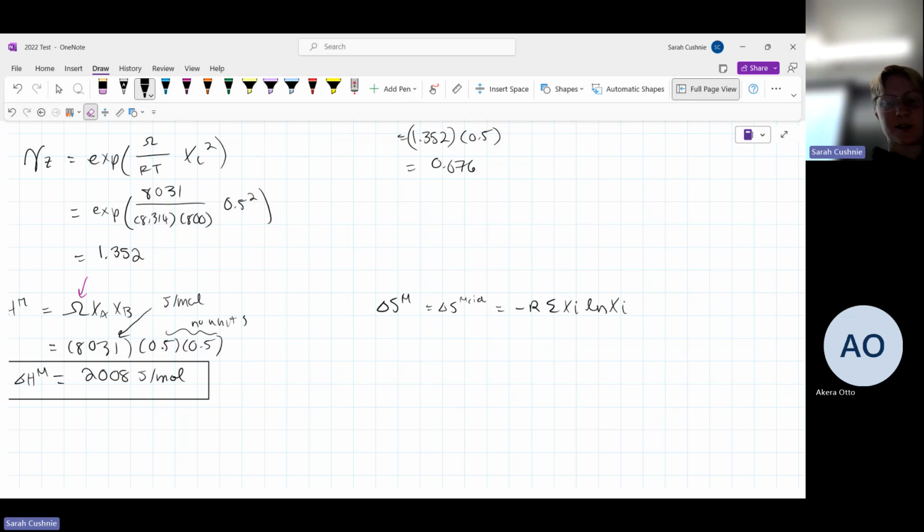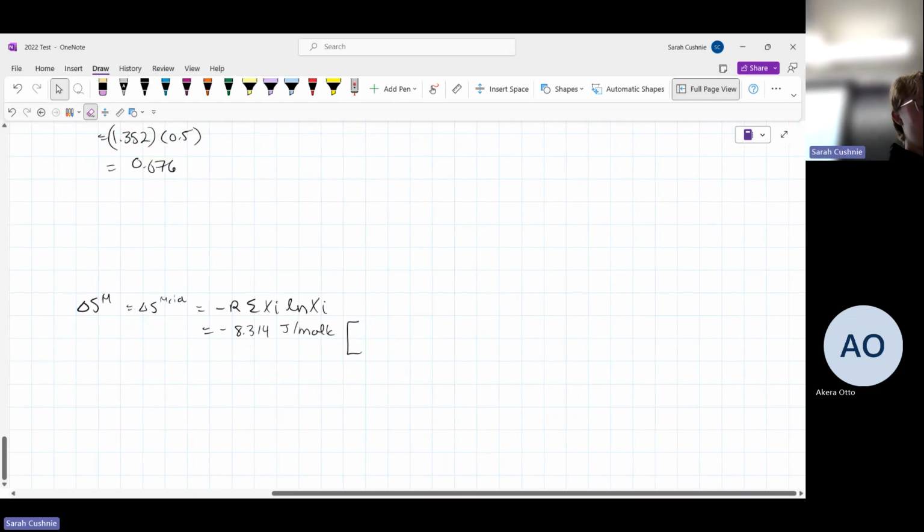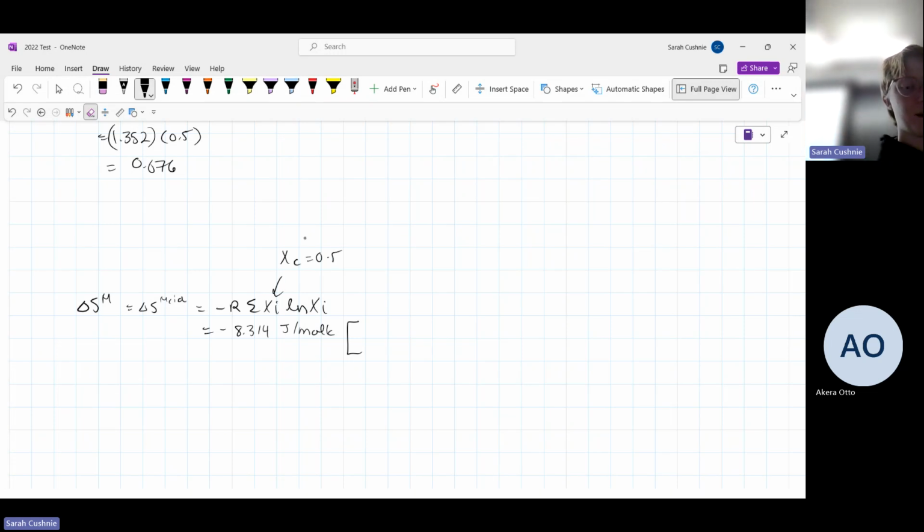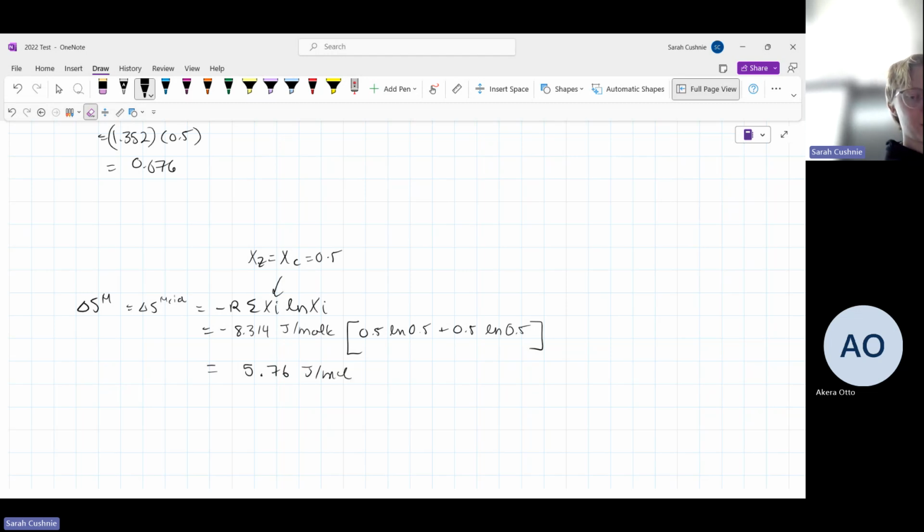And if we were to calculate this, we would just say negative 8.314 joules per mole K. And then remember xi, so like xc is equal to 0.5, which is equal to xz. They're both 0.5, so this is actually nice and convenient. We're going to have 0.5 ln 0.5 plus 0.5 ln 0.5. If you were to calculate all this, you would get a value of 5.76 joules per mole Kelvin as your final delta S of mixing.